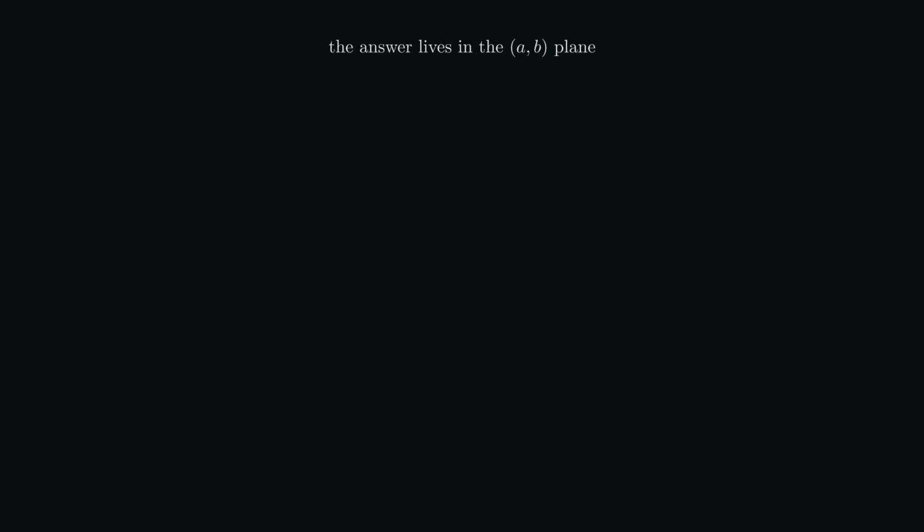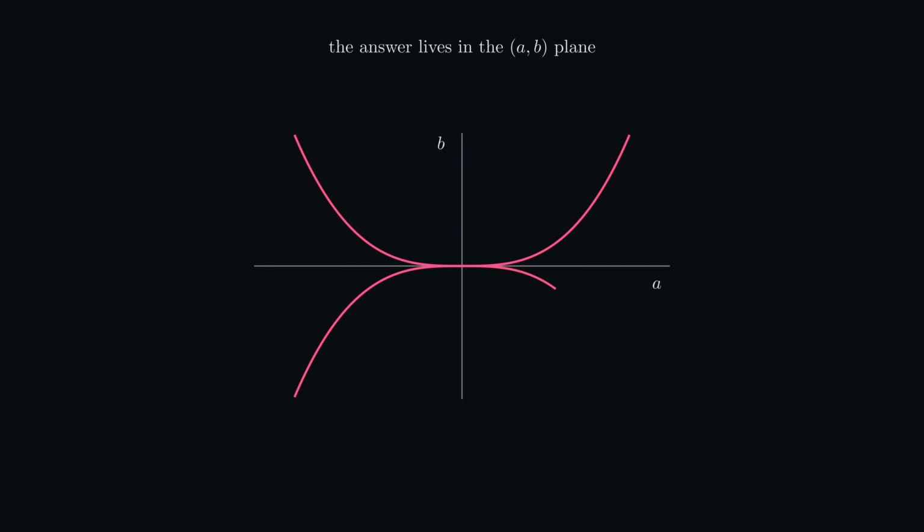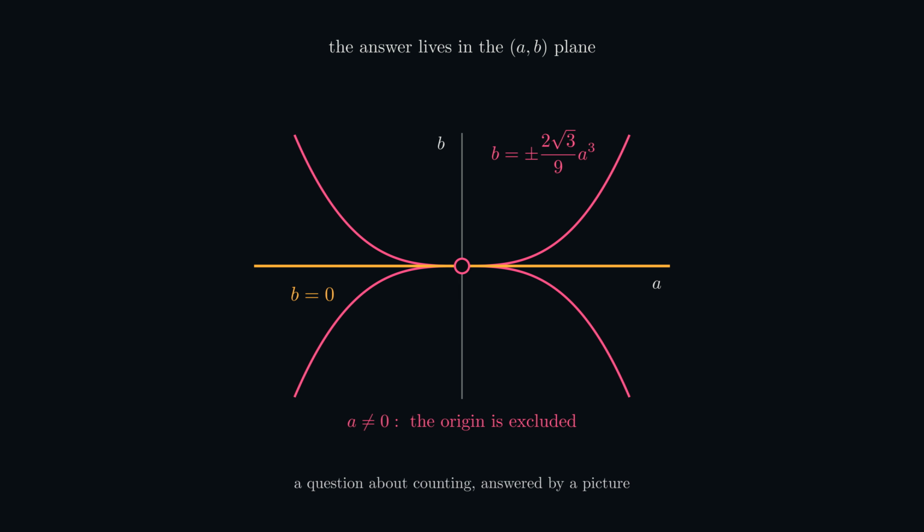So here is the answer, drawn where it belongs in the b-plane, not the xy plane. Two curves, mirror images of each other. B equals plus or minus 2 root 3 over 9 times a cubed. Both pass through the origin, both are increasing, and both are steeper than they look near 0 because a cubed flattens there. Plus the horizontal axis, b equals 0. And the origin itself is excluded from all of it, because a equals 0 was ruled out at the start. That is the shape of the answer.